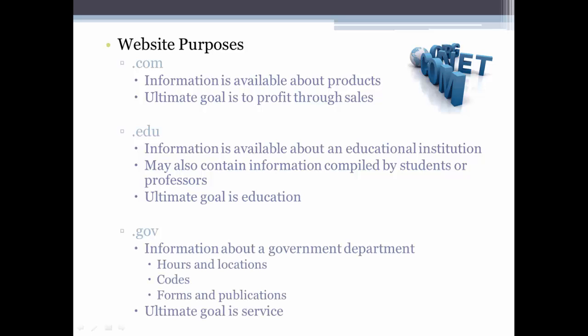A .gov website gives information about a government department. This information can include office location and hours, legal codes, or forms and publications for download. The ultimate purpose of this information is to serve citizens.